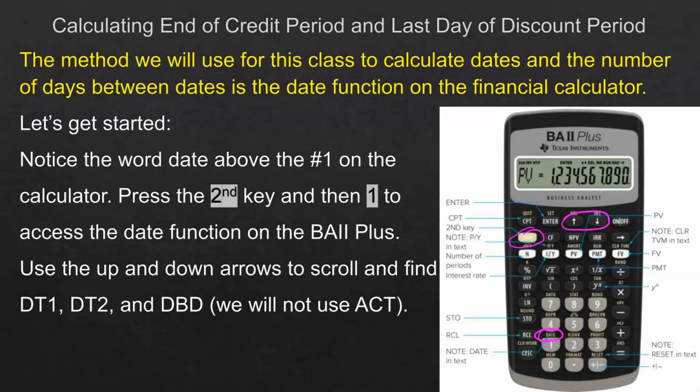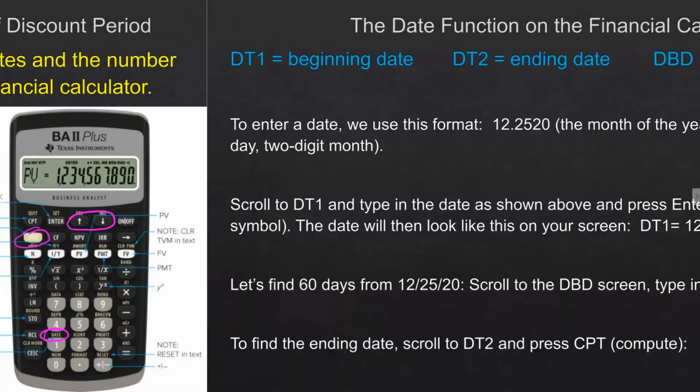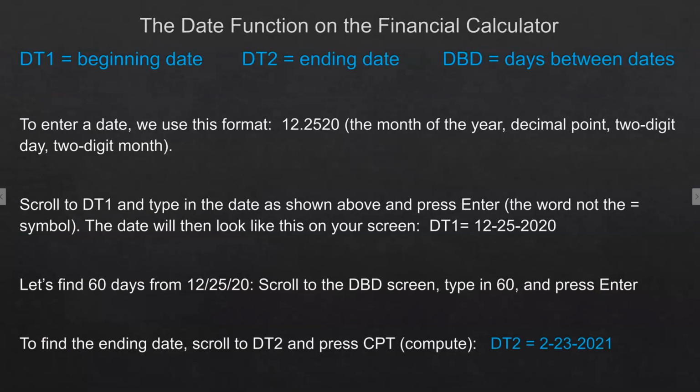One screen says DT1, and that's your beginning date. DT2 is your ending date. DBD is days between dates. And then ACT we don't use, and I don't even know what it's for because I've never looked at what it's for. Now I have that written out on the next screen, right? DT1 beginning date, DT2 ending date, DBD days between dates.